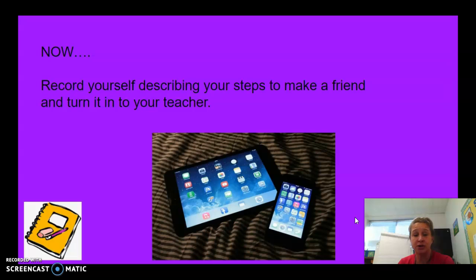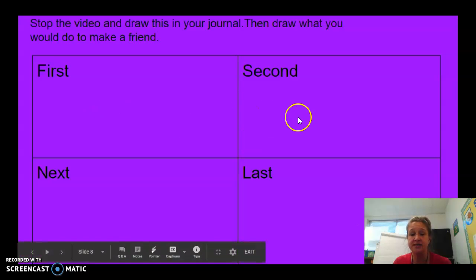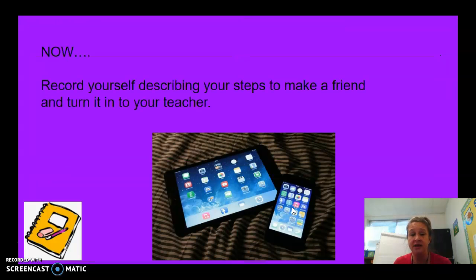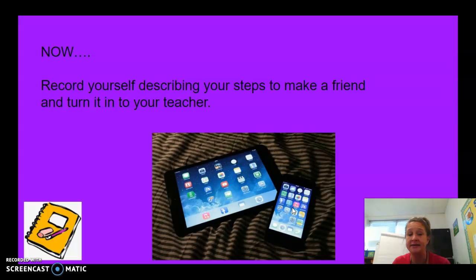Now you are going to record yourself describing your steps to make a friend and turn it in to your teacher. So let's review what we talked about today. We talked about different ways to be a friend. We read a story that talked about different ways to be a friend and be kind. We also drew pictures in order from first, second, next, and last on how to be a friend. Then the last thing you did was to record yourself describing your steps. You're going to record yourself describing these pictures that you drew and turn it into your teacher.